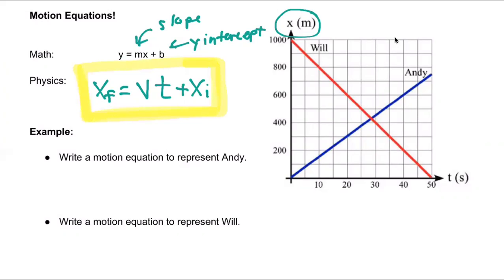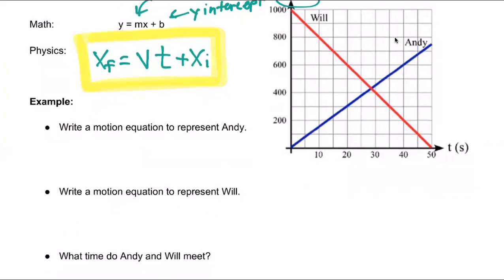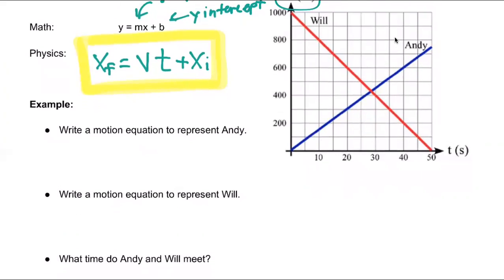So I would box this in, make sure you have it written down somewhere so you are fully aware of this equation. Now we can take this equation and relate it to each of our people here, Will and Andy. Now, if I want to write a motion equation for them, I'm going to leave xf the same.